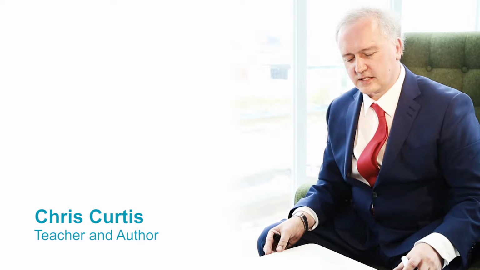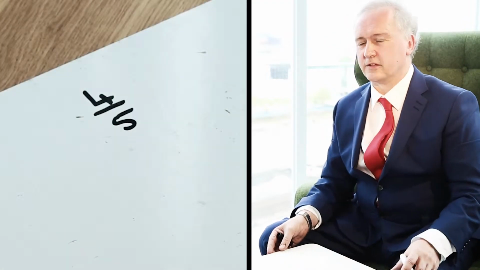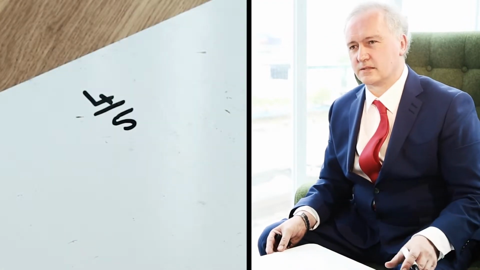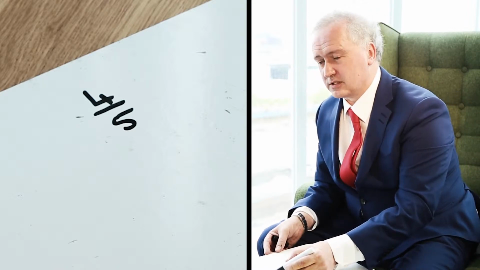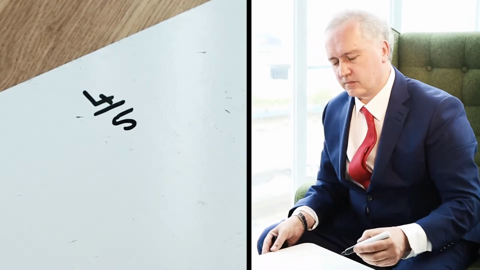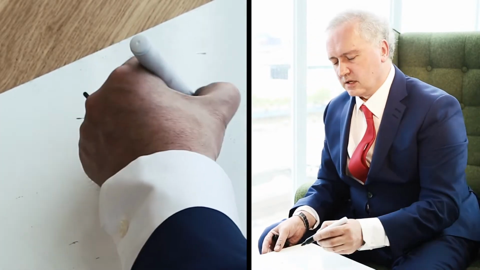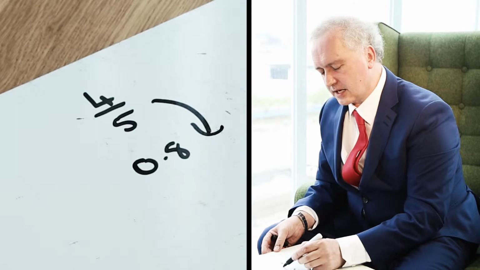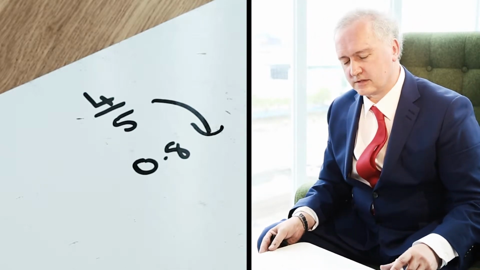The connection between fractions, decimals and percentages is absolutely crucial in so many aspects of everyday life. If we take a fraction like 4/5 and we need to change it into a decimal, effectively what we're doing is taking our 4, our numerator, and dividing it by 5. If we take 4 and divide it by 5 on a calculator, that's going to give us 0.8. So 0.8 is the decimal equivalent to 4/5.